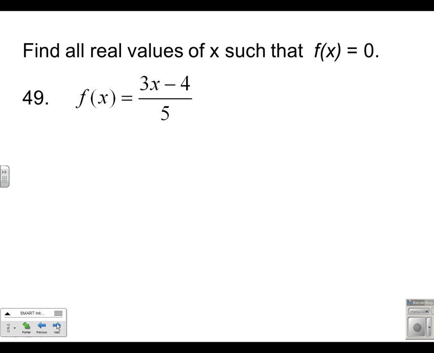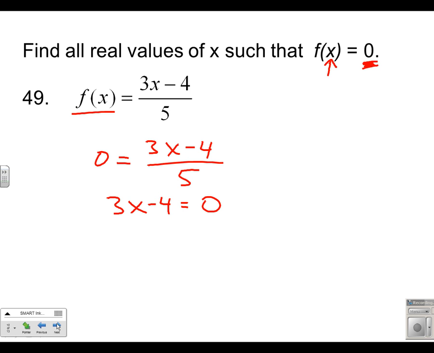Okay, find all real values. Here's the mistake I used to make on this. I used to just say, well, I guess I'm driving 0 into my factory, but 0 is not going into the factory. x is going into the factory. What's coming out is 0. So f of x is 0. It's (3x minus 4) over 5. And now an Algebra 1 student can handle this for us. Either cross multiply 5 times 0 or say, well, if a fraction equals 0, the numerator must be 0. So x is add 4, divide by 3.